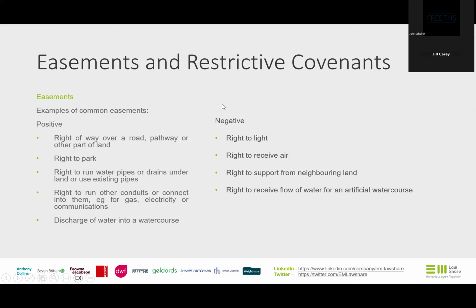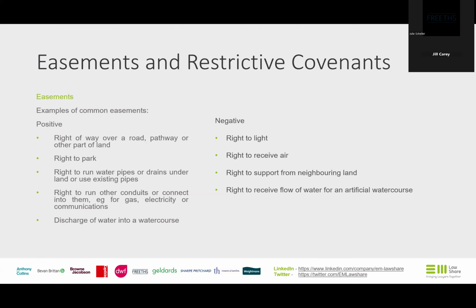So some examples of common easements that we see in practice, positive easements, probably the one everybody thinks of first would be a right of way. You can also have a right to park. You can have a right to run conduits under neighbouring land for electricity or water or drainage, etc., or to discharge water coming off the site into a watercourse. You can see from those how if you wanted to develop or if somebody was developing next to you, etc., and the land had been being used for those purposes, that it could be a fairly substantial issue.